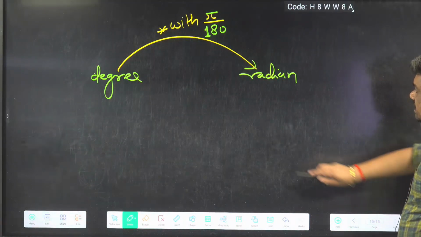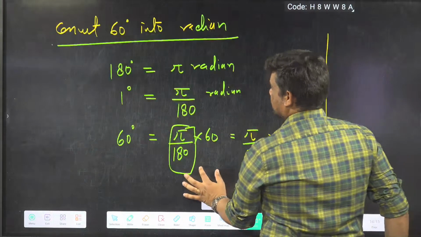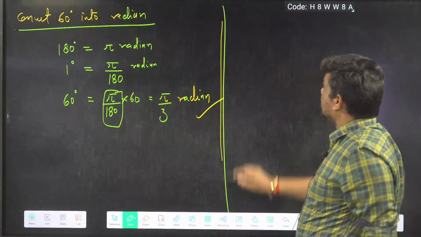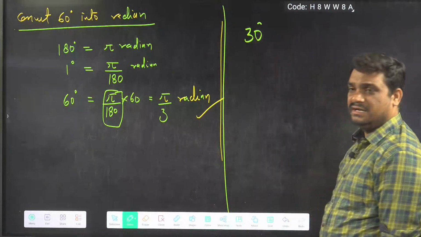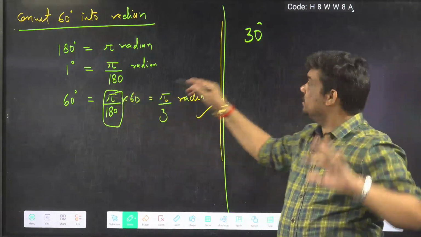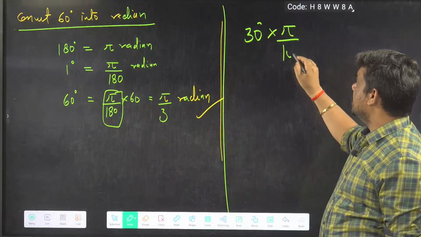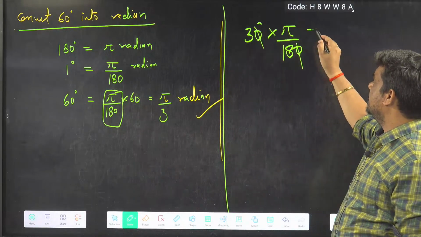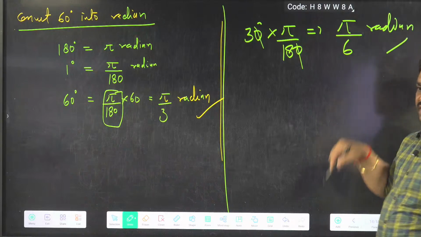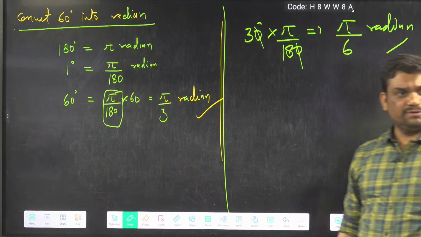Like in the last example we were having here, that 60 degree was given. So if 60 was given, we have done like this. If I give you 30 degree, how will you do it? Same, in the place of 60 you will write 30. 30 into pi by 180, 0 0 cancel, and this becomes how much? Pi by 6 radian.